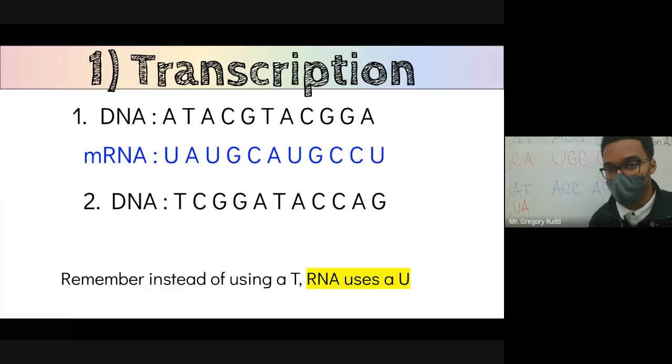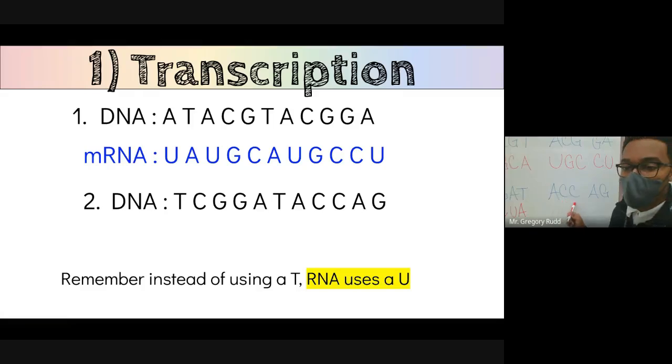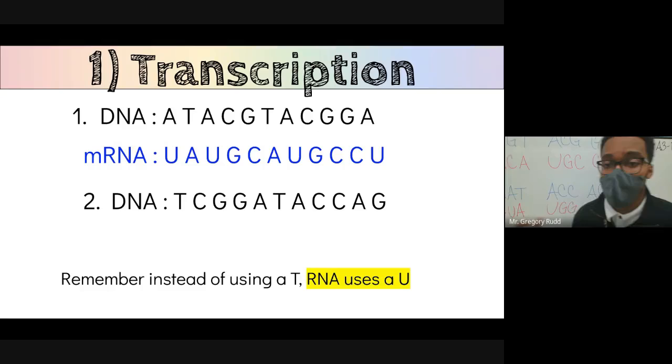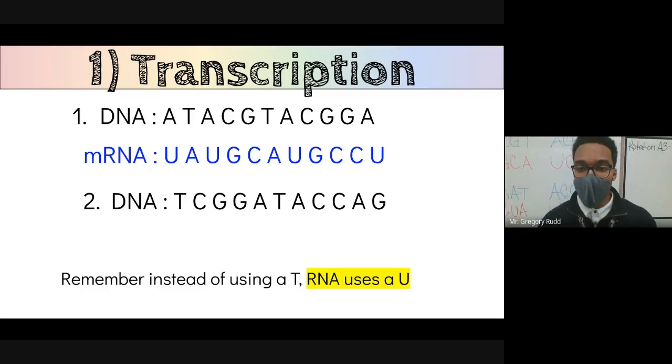Now it's even closer. Hopefully you guys can see. ACC, what should I have? What should it be transcribed to? Yeah, U, GG. Thank you. And then the last one, AG. Yeah, that should be UC. All right, so the takeaway here, RNA does not have T's. A is going to become a U. T still becomes an A, but A becomes U.